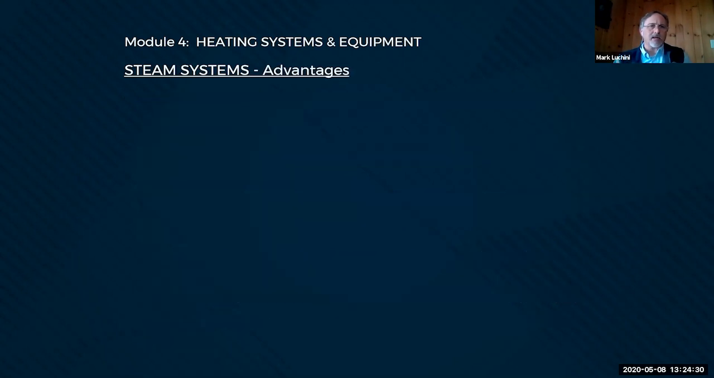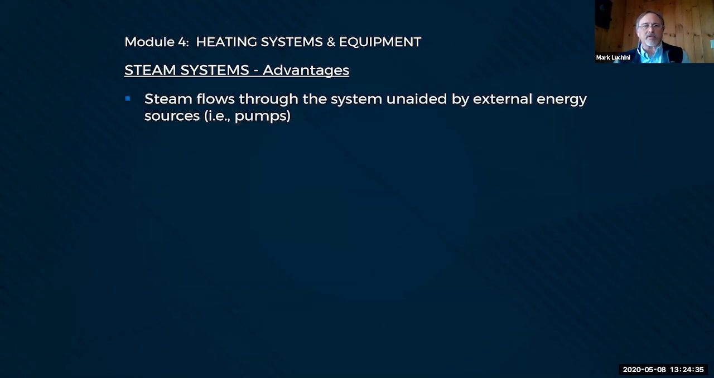What are some of the advantages of steam systems? Well, like we said, steam doesn't need any pumps to move it through the system. That's the steam, not the condensate.